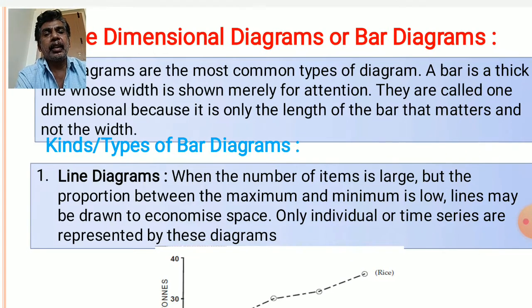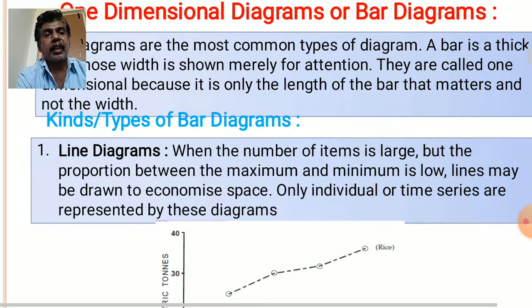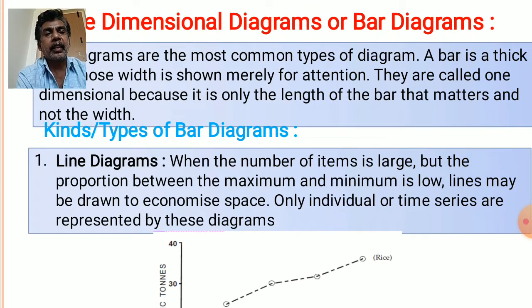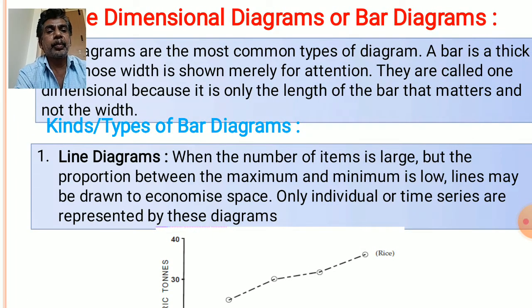Now, kinds or types of bar diagrams. The first one is the line diagram. A line diagram is one type of bar diagram or one-dimensional diagram. When the number of items is large, but the proportion between maximum and minimum is low, lines may be drawn to economize the space. Only individual or time series are represented by these diagrams.